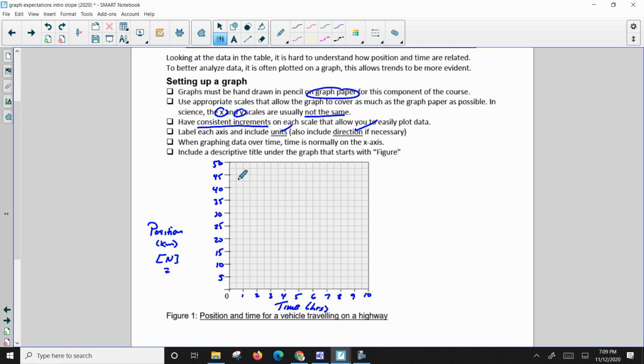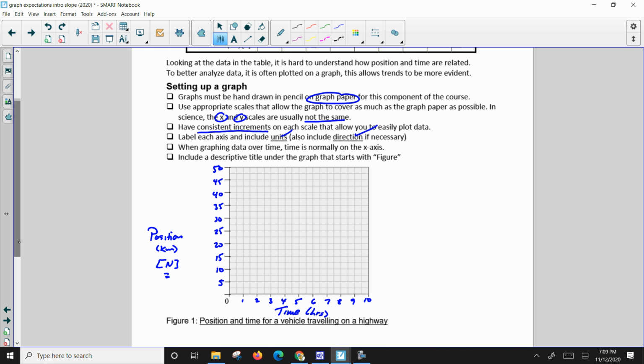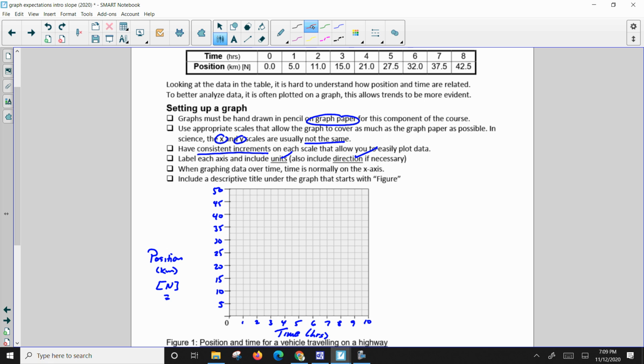What we want to do now is start plotting the data. When you're plotting the data, you carefully plot it step by step. The first data point is 0 and 0. Then at 1 hour, I'm at 5 kilometers. At 2 hours, I'm at 11 kilometers. I'm taking my time, and you can see my scale is really easy to read, so it's a very good scale. It's not awkward. I don't want to go up by like 7.5 or something strange like that. Then you keep going and you plot all of your data going across. I'll show you that in a little bit.